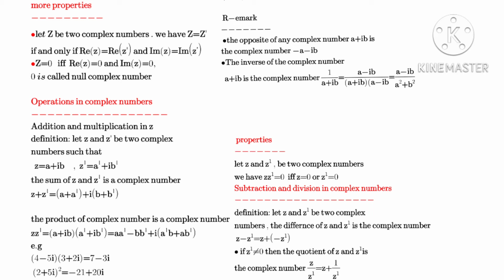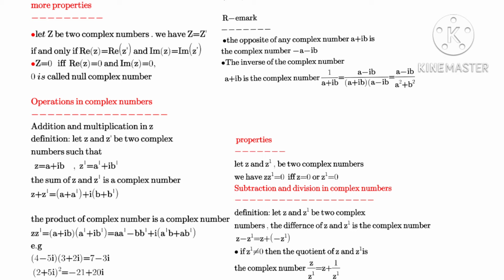Then we also have some other important properties. We say that if z and z prime are any two complex numbers, then z times z prime can only be 0 if and only if z equals 0 or z prime equals 0. Then that's that for the operations, the addition and the multiplication.